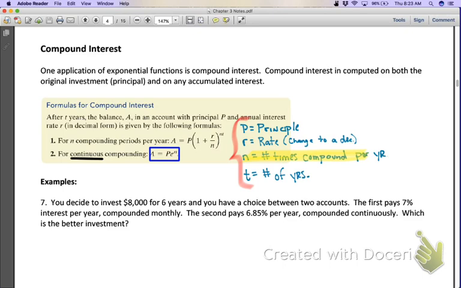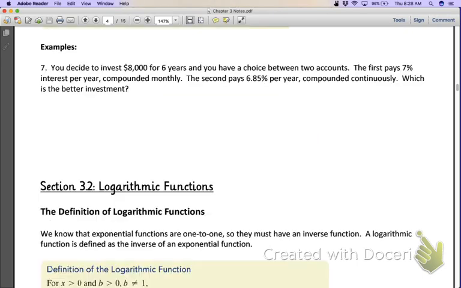Okay, so in this case, it says you decide to invest $8,000 for 6 years. You have the choice between 2 accounts. The first one pays 7% interest, compounded monthly. The second one pays 6.85% per year, compounded continuously. Which investment is better? So you have, basically, plan A.